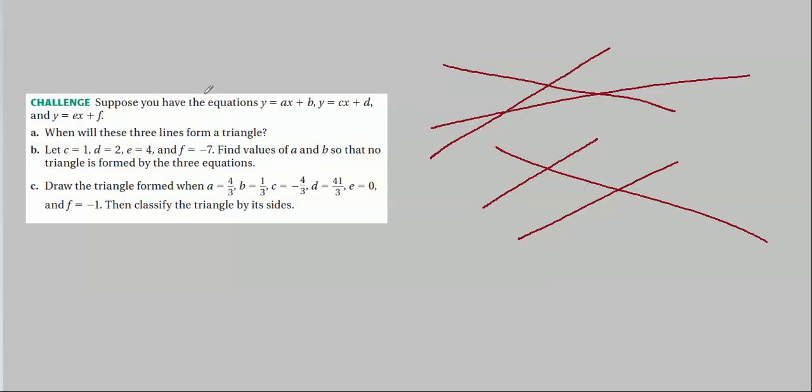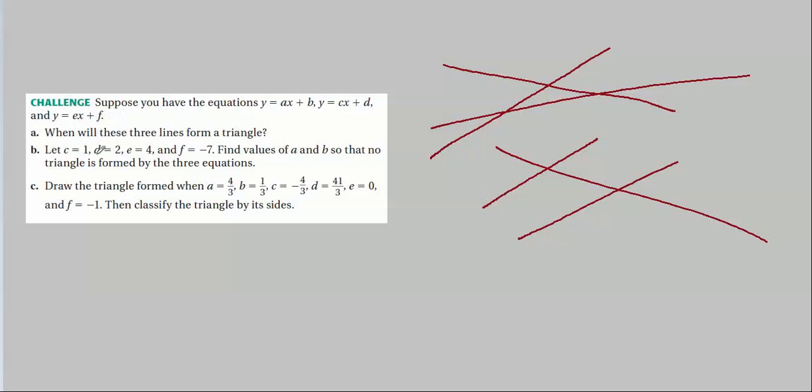So what do you have to know to say that these form a triangle? Well, we have them in slope-intercept form. So what we can say right off the bat is that A, C, and E all have to be unique. None of these two can be equal. If they were equal, that means two lines were parallel. If they don't intersect, then we don't have a triangle, do we? So they'll form a triangle when A, C, and E are all distinct. No two are equal.